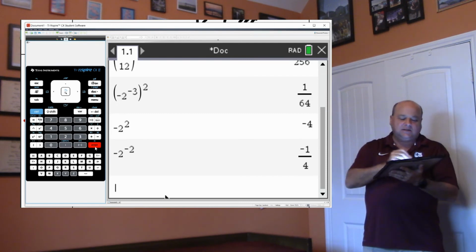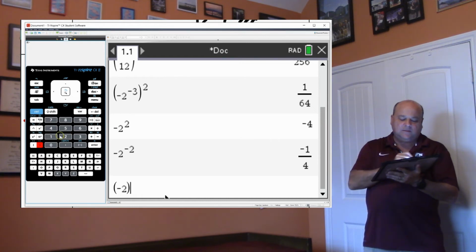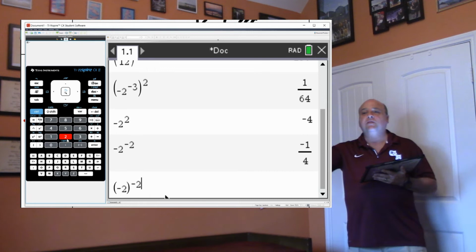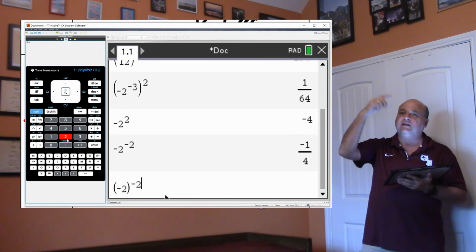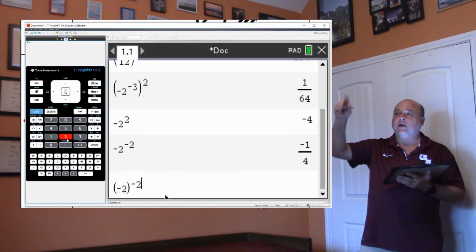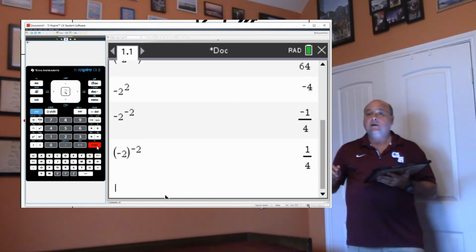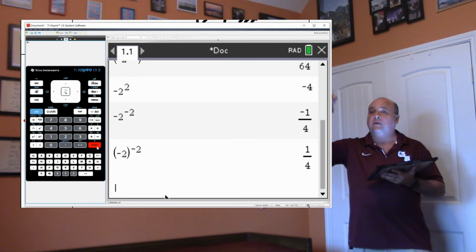Now then, type this into the calculator. Hit parentheses, type in -2, close the parentheses, and then do caret -2. Notice on this one, the negative is inside the parentheses. So the negative gets counted twice. It's going to be 1 over 4, but it won't be negative. It will be positive.